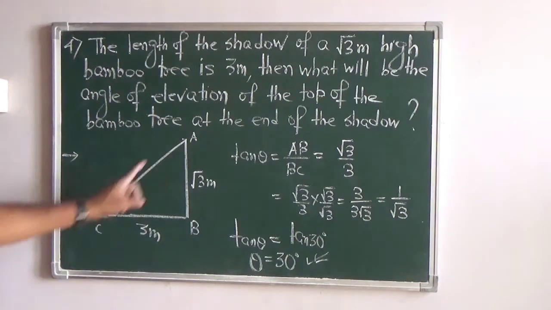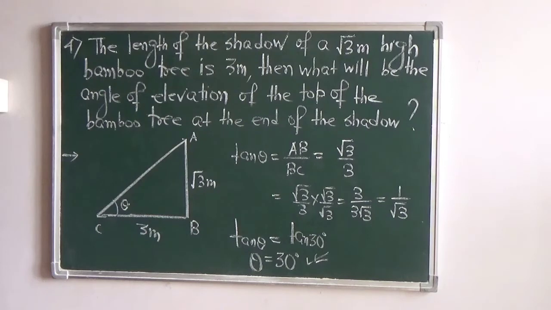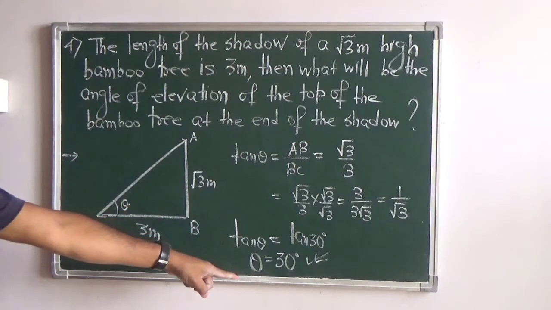So here also the answer is coming to 30 degrees. That is the angle of elevation of the top of the bamboo tree at the end of the shadow. That means if your eyes are here and this is the top of the bamboo tree and this is the horizontal, this angle which is made, this is called the line of sight, this is the normal direction of vision. So the angle made by the line of sight and this normal direction of vision is this angle theta, which is 30 degrees.